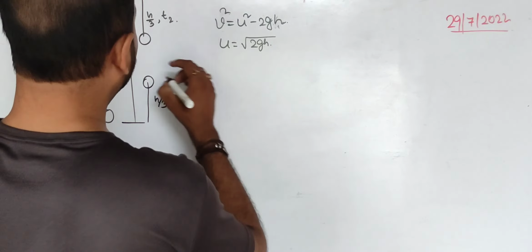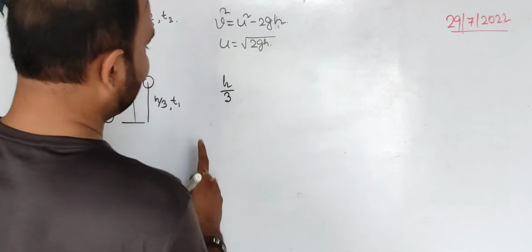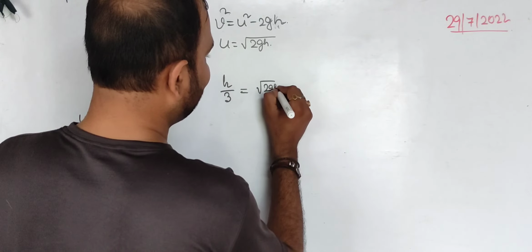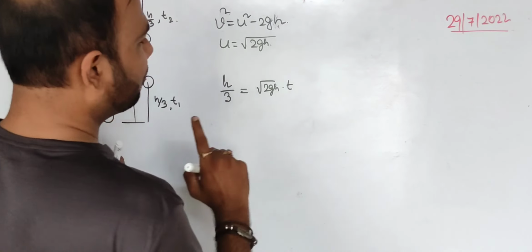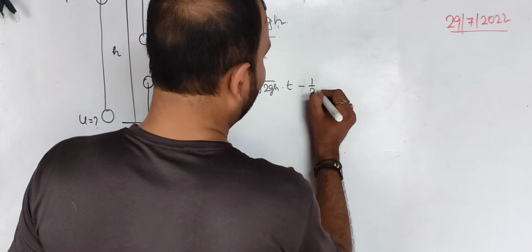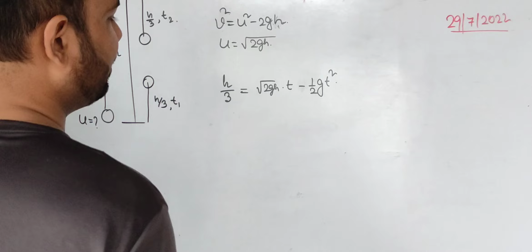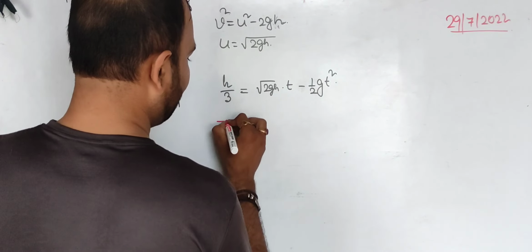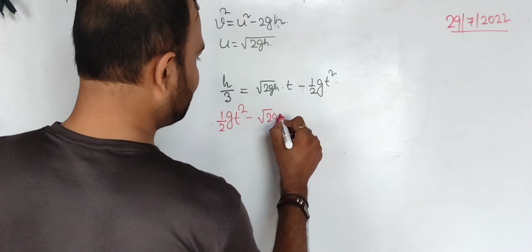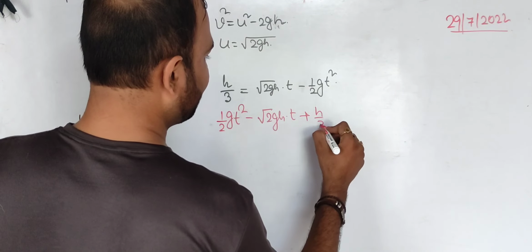So t1, in each case the ball was thrown from height h by 3. Initial velocity was root 2gh into t. This equation has two roots, t1 and t2, with half g t square. If we move this expression over here, half g t square minus root over 2gh into t plus h by 3 equal to 0.